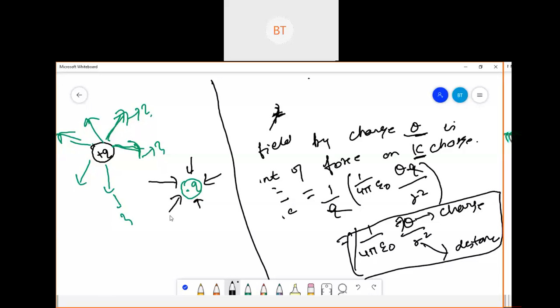So you only have to remember these two things: for a positive charge, the direction of the electric field will be outward, and for a negative charge, the direction of the electric field will be inward. So this will be the direction. I will tell you how to calculate this, but for the time being, you just remember this.